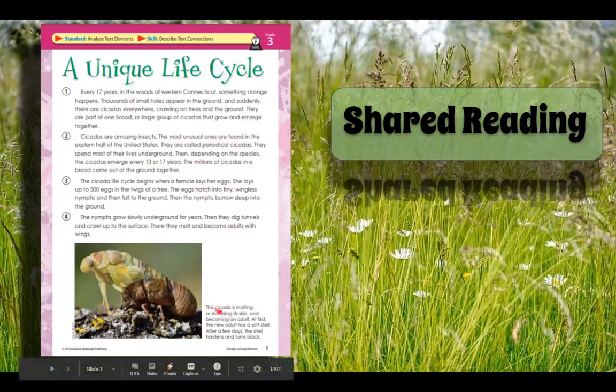The words down here might be kind of difficult to see, but in this photograph, it shows a cicada. It looks like it's molting or shedding its skin. It says this cicada is molting or shedding its skin and becoming an adult. At first, the new adult has a soft shell. After a few days, the shell hardens and turns black. Whenever you see a photograph like this, I always look around for the words that describe the picture, and that is called a caption.